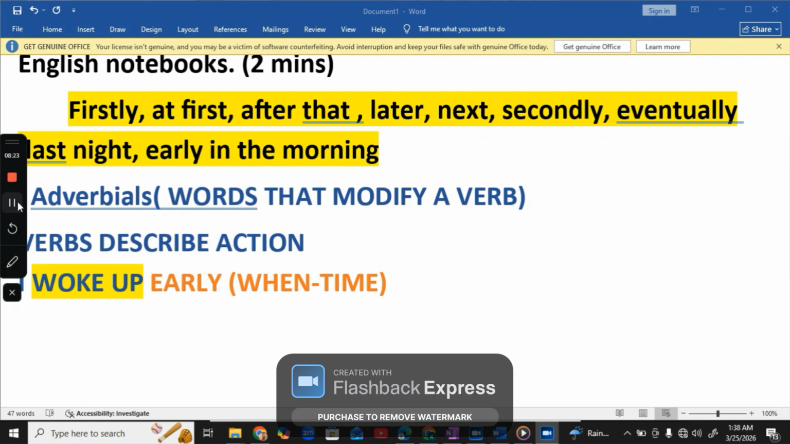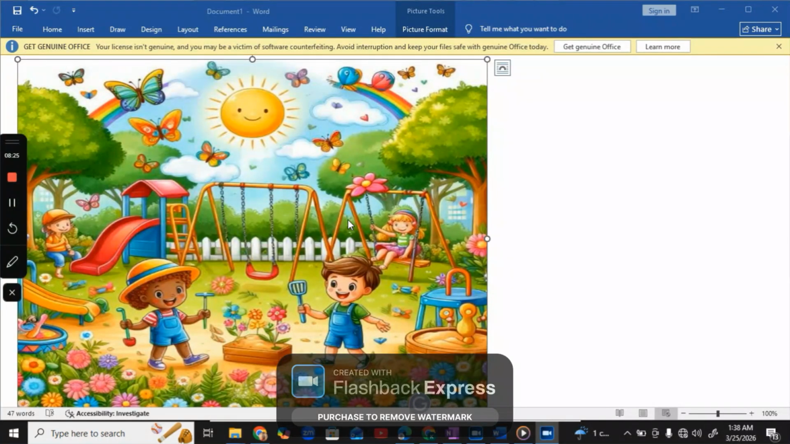I'll be inserting the picture now. So here's the image. What you are going to do is write one sentence which has an adverbial of time in it according to this picture. All right. Make sure that it has a noun, it has a verb, and an adverbial. Adverbial will describe the verb. Write it down quickly. I'm giving you a minute.